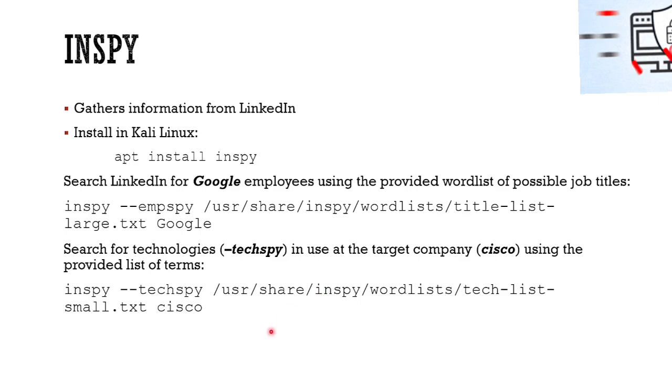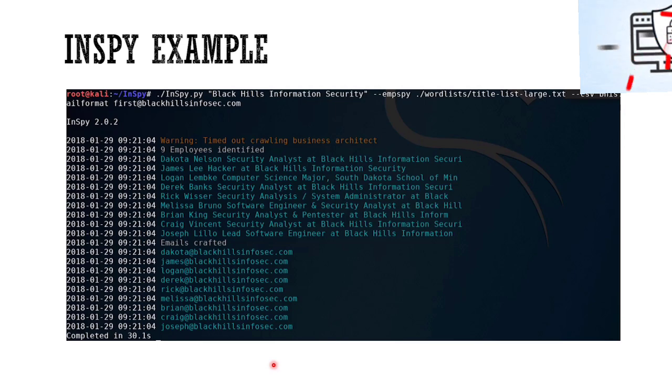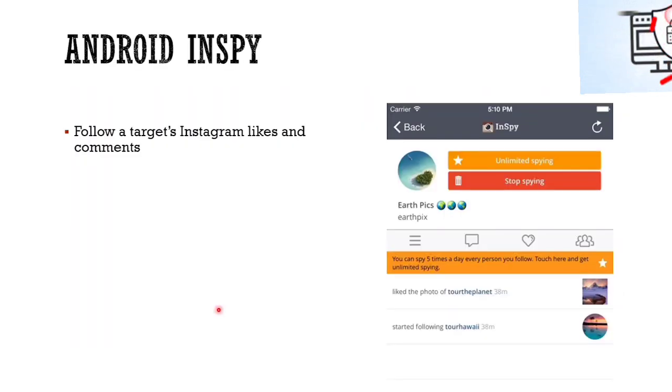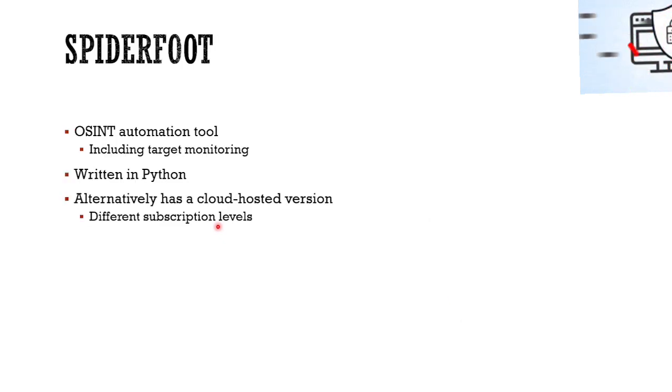There's also Android InSpy. That is an Android app that looks at Instagram likes, follows, and comments. If you want to automate crawling a website, use something like Spiderfoot. When you spider a website, you're doing an automatic crawl of that website to look for stuff. So this is an automation tool. It's written in Python, and there is also a cloud-hosted version. You can get a subscription.